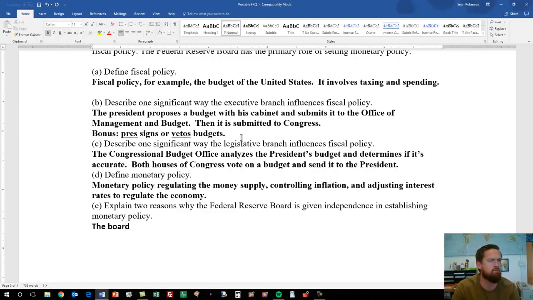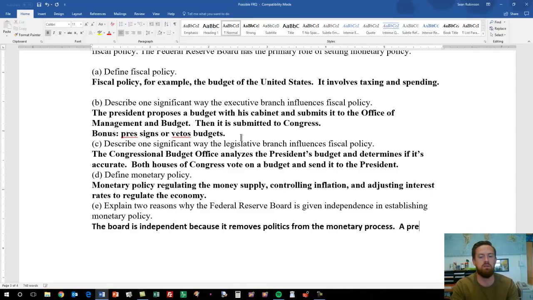The board is independent because if you're a president and they're raising rates, that probably upsets you because it's slowing down the economy. You want your economy to be amazing, but they're trying to do what's best for the long-term health of the country, not your 2-year presidency. You know what I mean? The board is independent because it removes politics from the monetary process. A president's interest and the country's interest might be different.